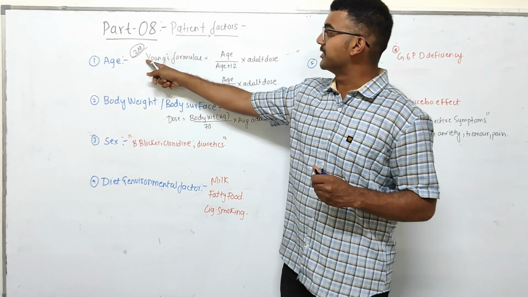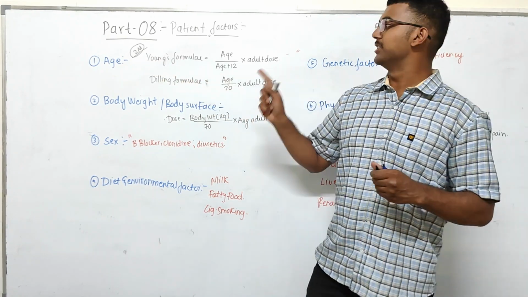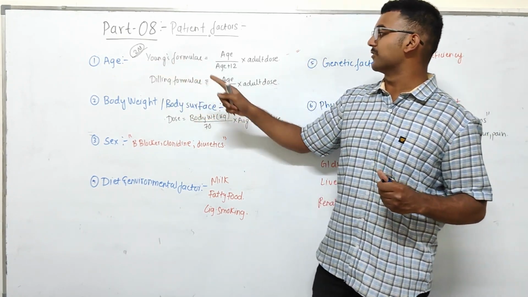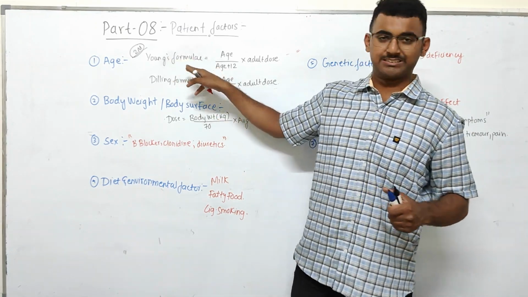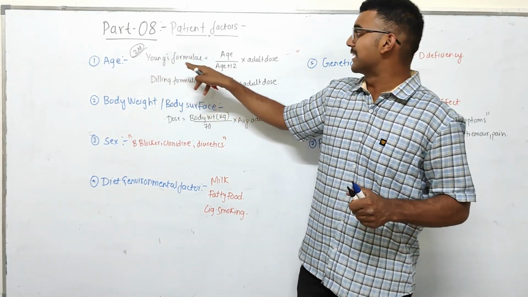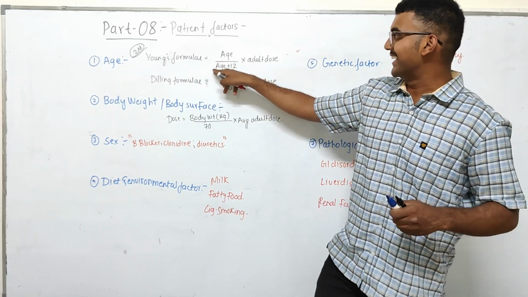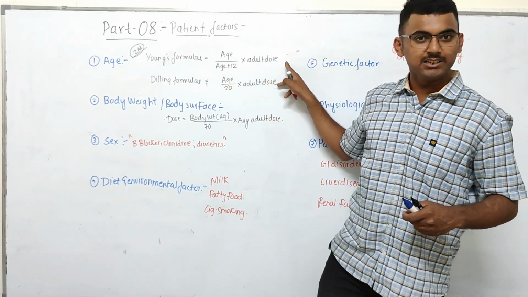Okay, so first one is your Young's formula. What is the main formula to use? The child dose which is there. That's nothing but age divided by age plus 12 into adult dose.